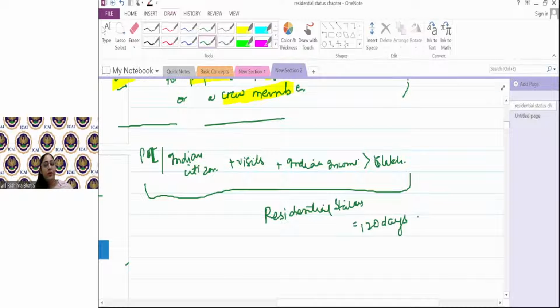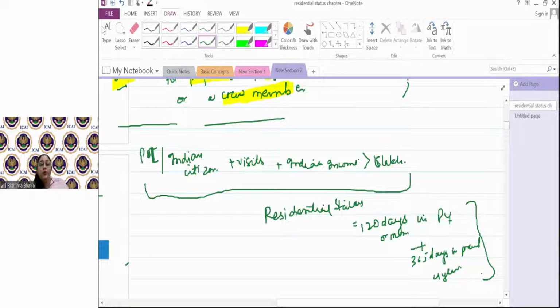If he is in India for 120 days in the previous year or more, plus 365 days in the preceding 4 years, there is no other criteria to look at. So now 60 days are substituted by 120 days. 120 days in the previous year or more, plus 365 days in the preceding 4 years. That person would be resident. Otherwise, that person would be non-resident. So for them the 182 days criteria does not apply. The criteria is shortened from 182 days to 120 days.